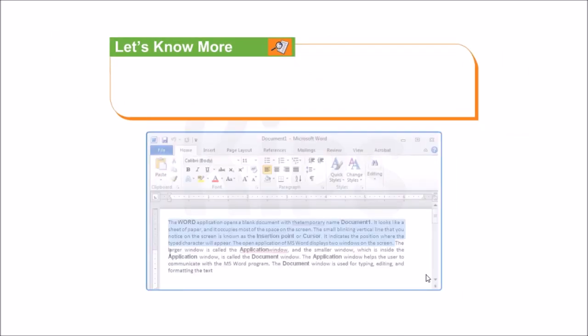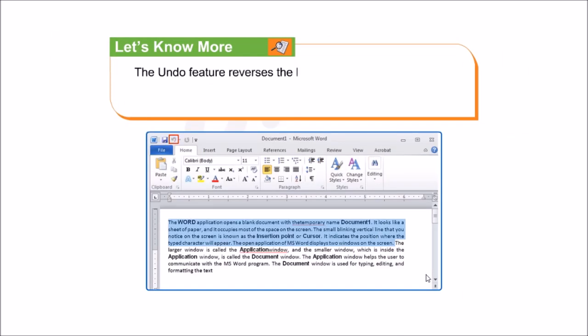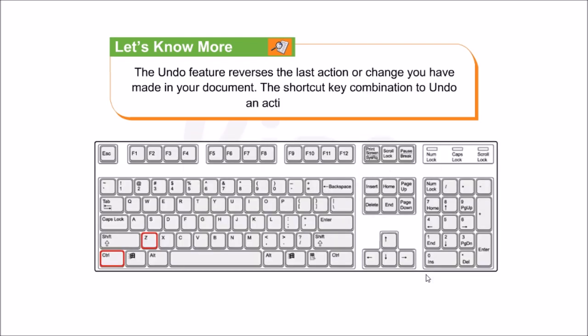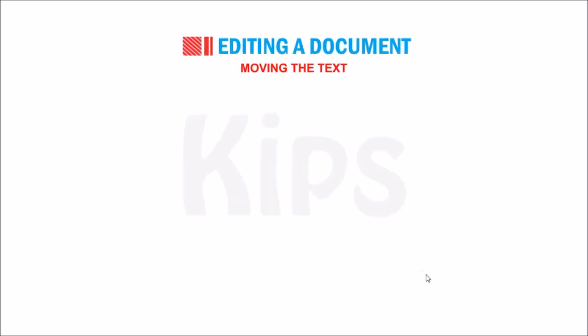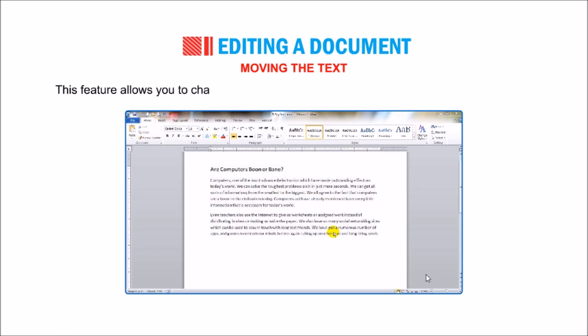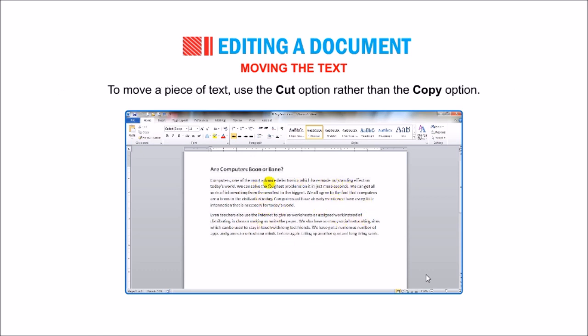Let us know more. The undo feature reverses the last action or changes you have made to your document. The shortcut key combination to undo an action is Ctrl+Z. Moving the text. This feature allows you to change the position of the selected text from one place to another. To move a piece of text, use the cut option rather than the copy option.